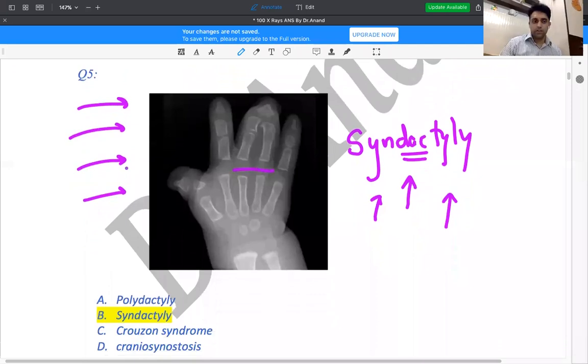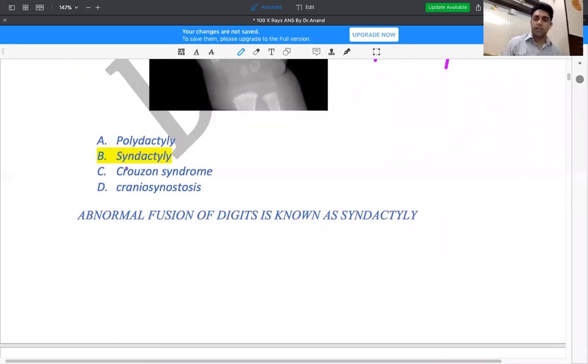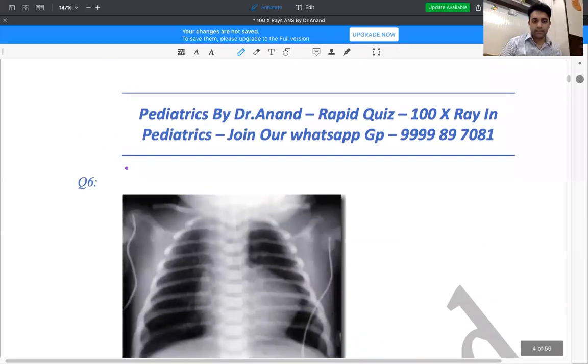This is the X-ray picture. These are very important X-rays, very important clinical questions. Like I've made the paper as clinical as possible.